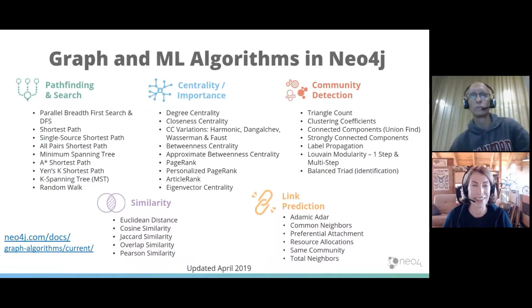So a quick look at a list of them, and I realize that I'm actually missing quite a few on this. Just to show you, we do have quite a few algorithms. You can always go to the Neo4j docs to look at the latest and read the details about those algorithms.